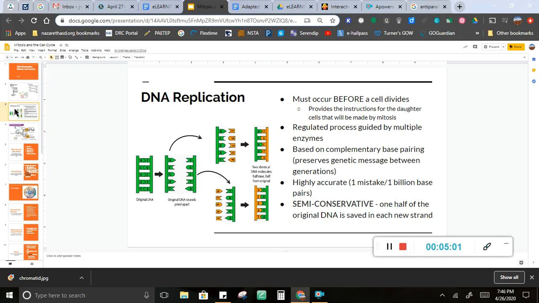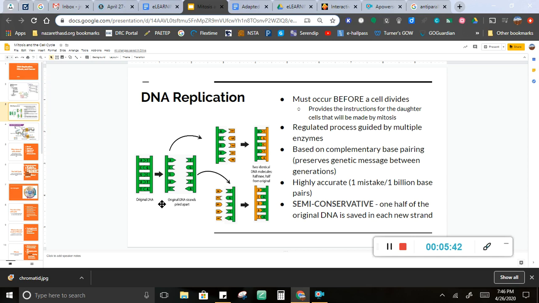Now, DNA replication is a highly regulated process. There are multiple enzymes involved. Each one has their own unique job to perform. It's going to be based on the complementary base pairing rules. So remember A with T, C with G. In fact, it's that complementary base pairing rule that's going to preserve the genetic message between generations. Because what's going to happen in DNA replication is that our original DNA, which you can see over here in green, is going to serve as a template or a blueprint, in other words, to make two new strands from, right?